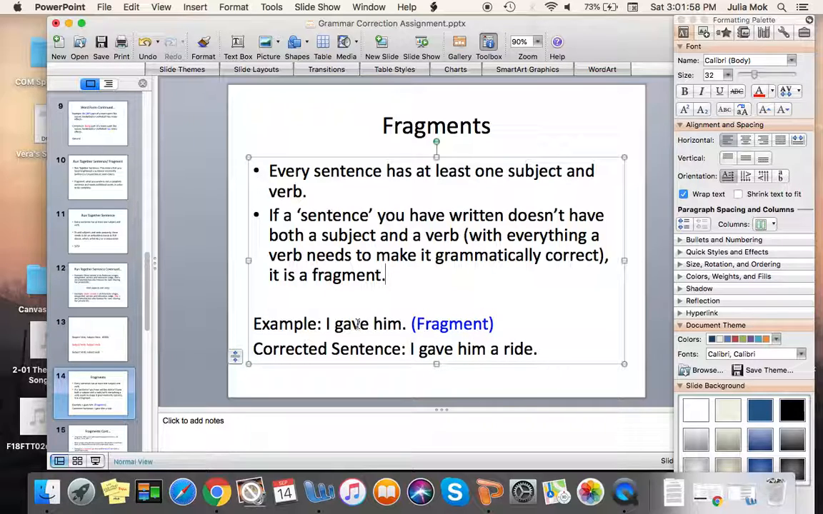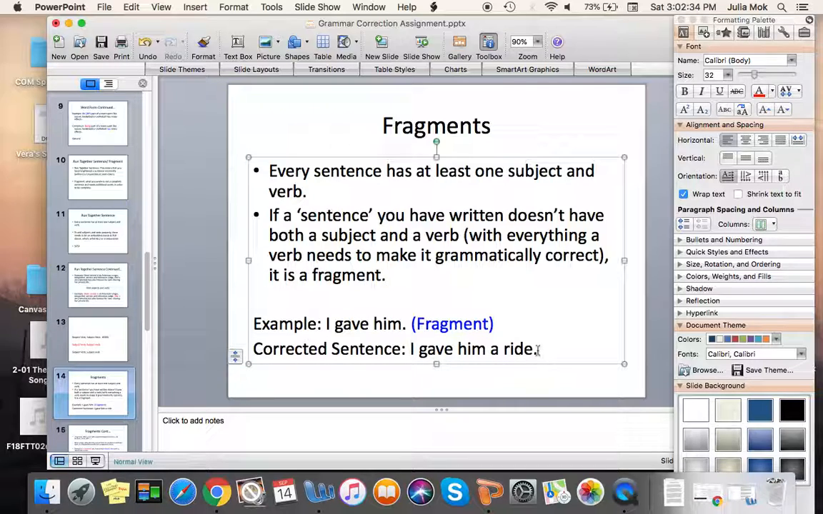Why? Because gave or give is a transitive verb. And it's a special type of transitive verb because it has a direct object and it has an indirect object. And give always has that. And so it's one of the aspects of the word give that you just have to memorize. So if we don't complete that object and indirect object, we have a fragment. So the way to fix it, I gave him a ride, period.